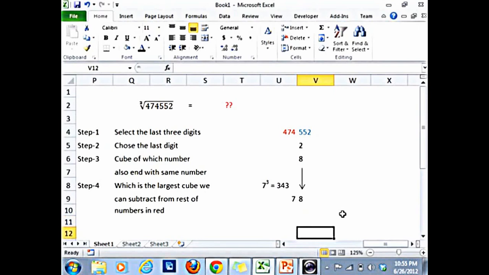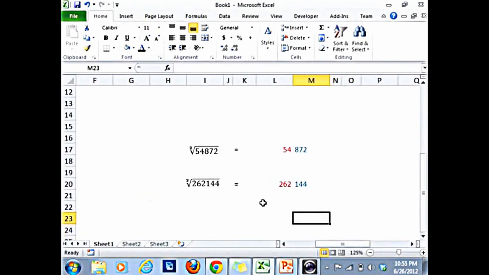Let me give you another example. I have 54872. It can be written as 54 and the 3 digits at the end, which is 872. The number ends with 2, and 8 cubed also ends with 2, so I will write 8 here. And then 54. The largest cube I can subtract from 54 is 3 cubed. 3 cubed is 27 and 4 cubed is 64, so I cannot subtract 4 cubed. So I will write 3 here. The answer is 38.